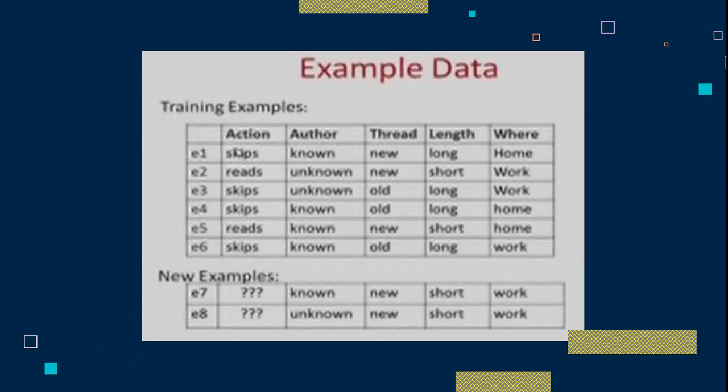So let us consider this example. In this example, there are some attributes. What are the attributes, the features we are considering here? The action, the author, the thread, the length, and the where. So such type of data you have, and you want to find out the new example. You want to find out the action, whether that action is a skip or a read. To predict this information, you require the features, for example, action, author, thread, the length, and the where.